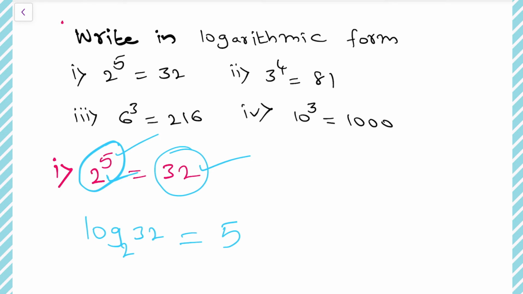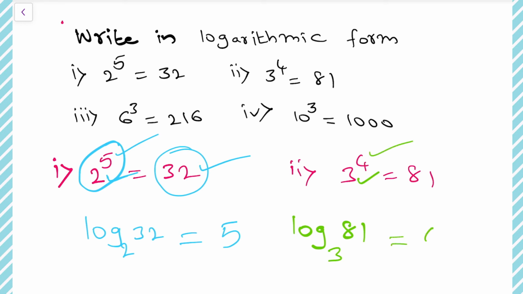Let us check the second one the same way now. 3 power 4 equals 81. Apply log for 81. Log 81. Here base is 3. So write the same 3 as the base here, which is equal to, here power is 4. Write that as the answer. So log 81 base 3 equals 4.